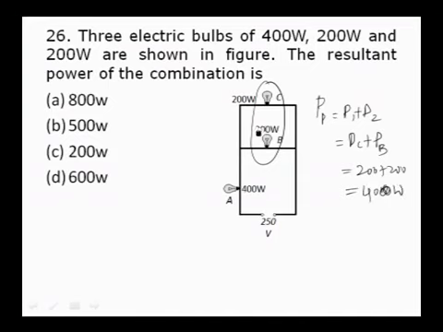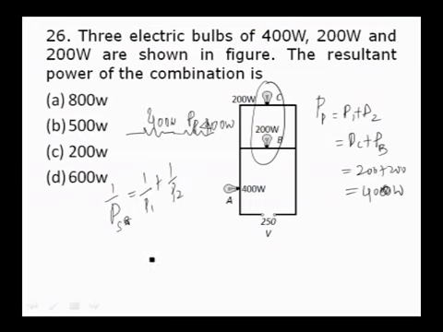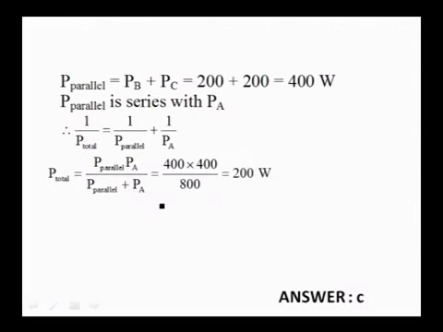This 400 watt is in series with the 400 watt bulb. Both are in series, like this. This is the parallel combination, which is 400. When they are in series, the effective power in series is given by 1 by PS is equal to 1 by P1 plus 1 by P2. Using this formula, we can calculate P total, with P parallel and PA.